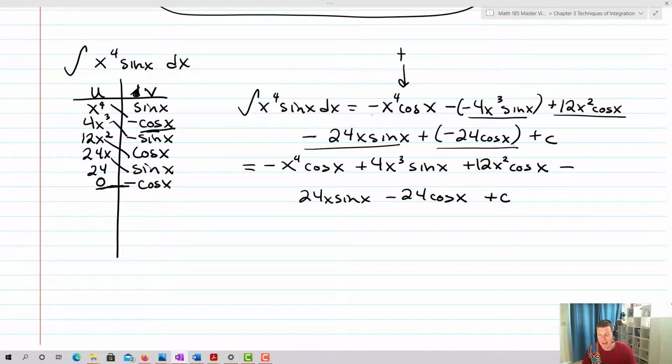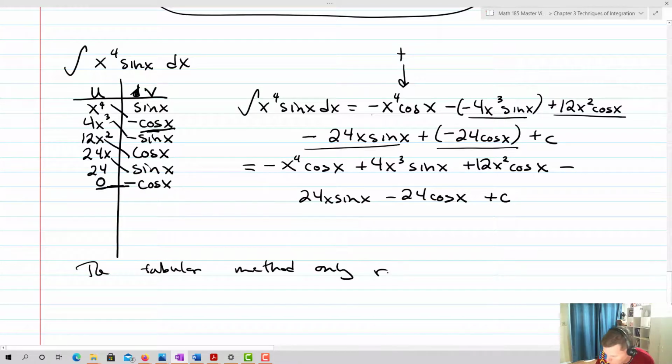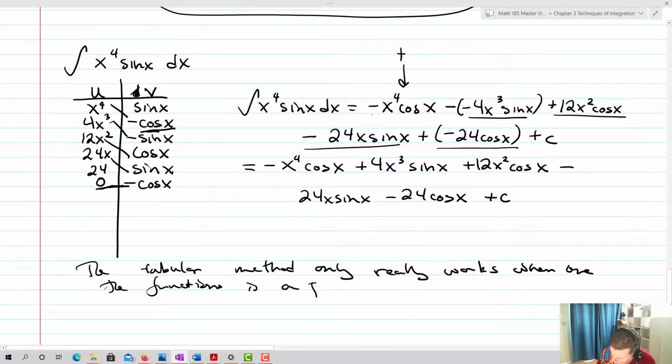It's actually really quick and really great, but the tabular method only really works when one of the functions is a power of x, a polynomial basically, or a power of x in our case. Otherwise, we're going to have to utilize more traditional integration by parts. We're going to get an example where we're using natural log of x with a power, and in that case, you may want to use the traditional integration by parts rather than a tabular method because it might be a lot easier to simplify. So why don't we take a look at that one?